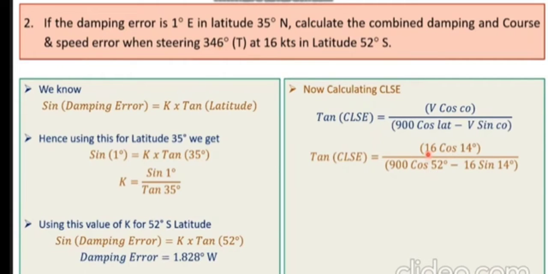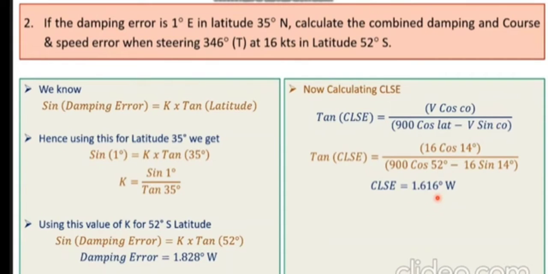So the value of V cos course becomes 16 cos 14, whole divided by 900 cos latitude, the latitude is 52 degrees, minus V sine course, V is 16 knots and the course is 14 degrees, so 16 sine 14. Now putting this in the calculator, you get the CLSE as 1.616 degrees.